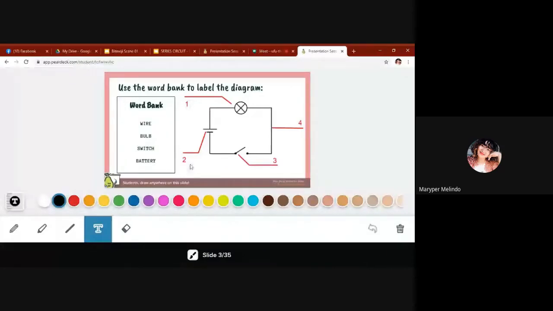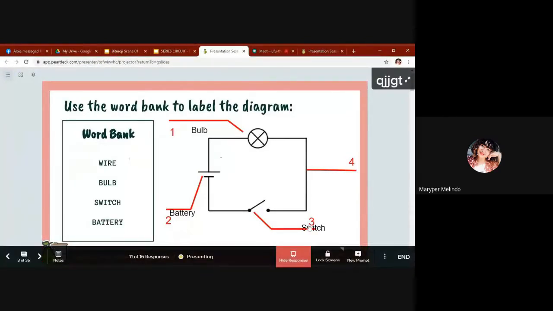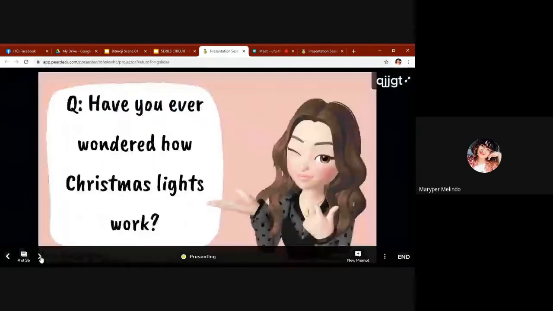All you have to do is to click here, click the text, and then click here. The area wherein you will write your answer. How about for number 2? Battery. Is it battery? That's correct. Ang galing. How about number 3? It's switch. That's correct also. And the last is the wire. Very good. So I think you're ready for the next lesson. Thank you for answering this one.